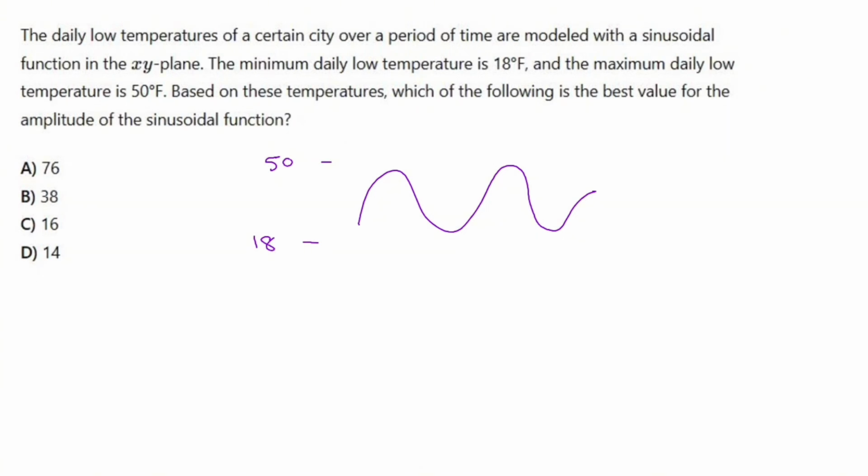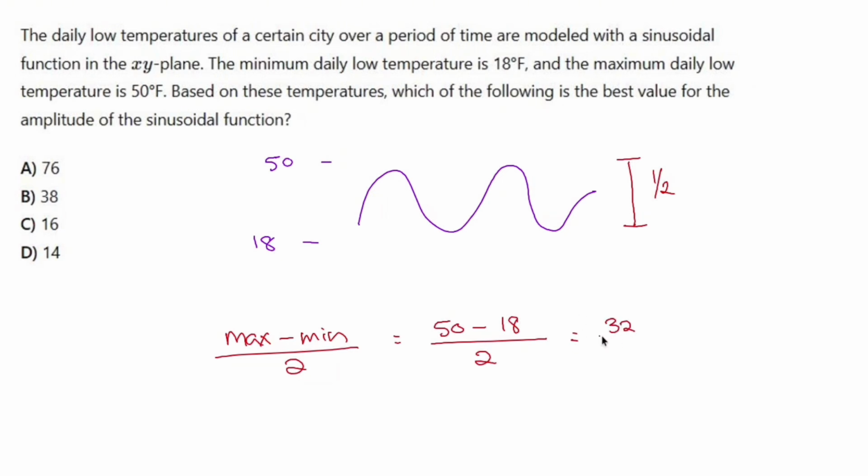Well, the amplitude is basically you take the maximum value, subtract out the minimum value, and divide it by 2. You're looking for not the total height, but half the total height. So in this case, my maximum value was 50 minus my minimum value of 18. Divide that by 2. You get 32 divided by 2, which is going to be 16. So the answer is C.